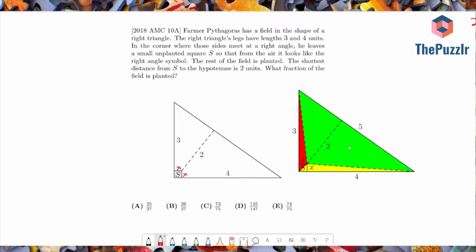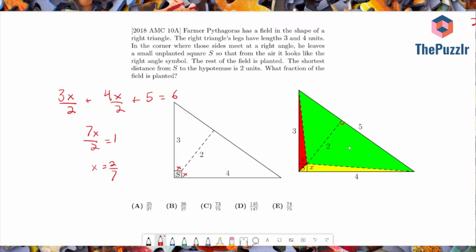So let's do that. The area of the red triangle is 3 as a base times the height of x, divided by 2, plus the area of the yellow triangle, which is 4 times x divided by 2. And then the green triangle has a height of 2 with base 5, so that's 5 times 2 divided by 2, which is 5. And this is equal to 3 times 4 divided by 2, which is 6. So 7x over 2 equals 1, or x equals 2/7.